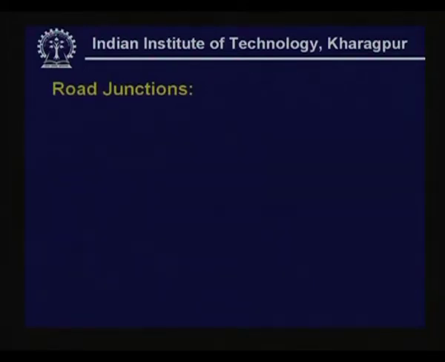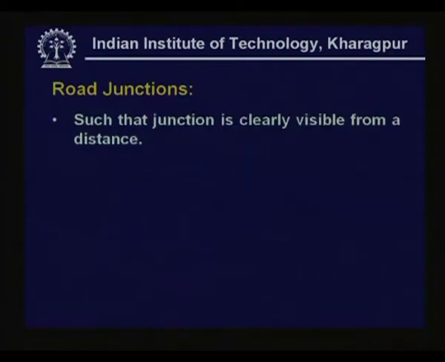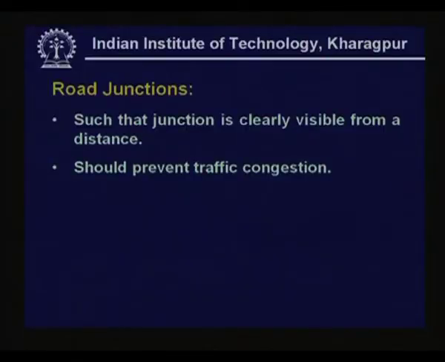Road junctions need to be taken care of, and they need to be visible from a distance. In fact, that is why they are often lit with a different color, because that is where the traffic gets diverted into various directions and could otherwise cause traffic congestion.